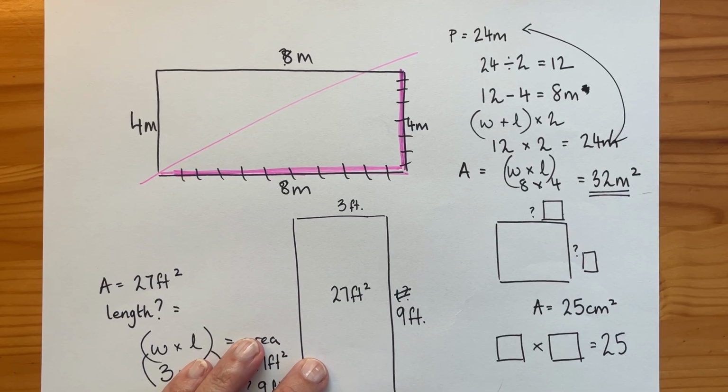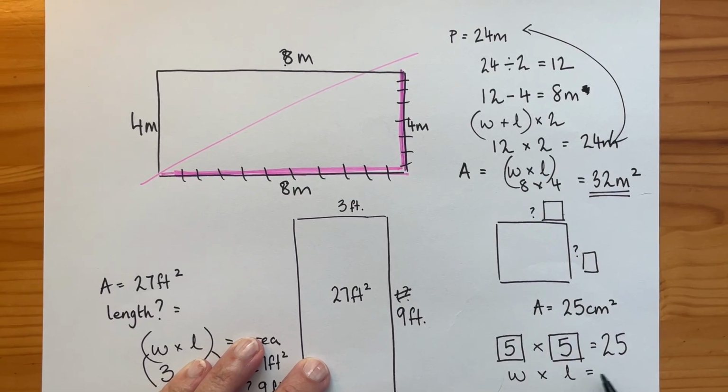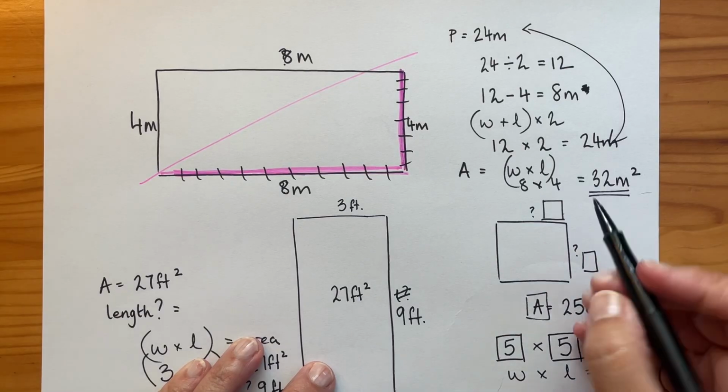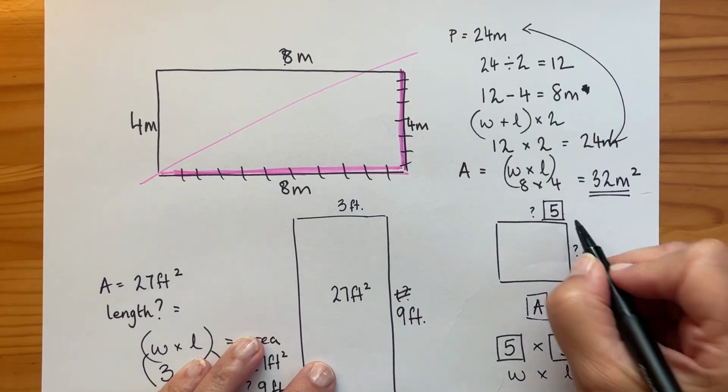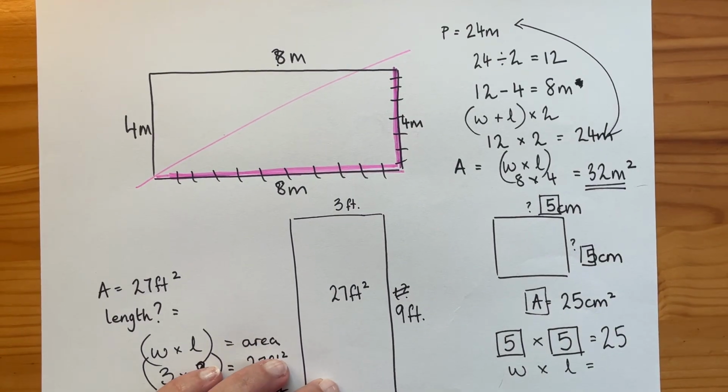So what you could do is just go up. 2 times 2 is 4, that doesn't work. 3 times 3 is 9, that doesn't work. 4 times 4 is 16, that doesn't work. 5 times 5 is 25, bingo. 5 times 5 is 25, and you know this because that's the formula for finding the area, right? So now I know that this has to be 5 centimeters by 5 centimeters. There you go.